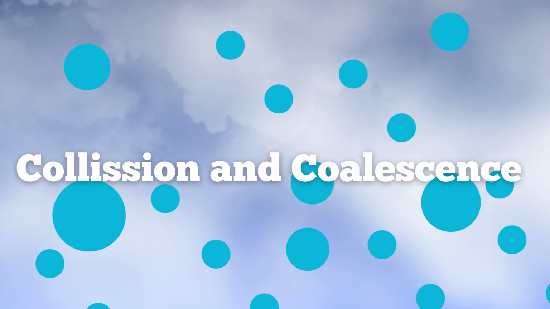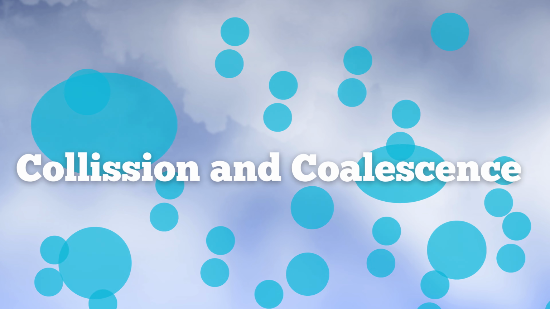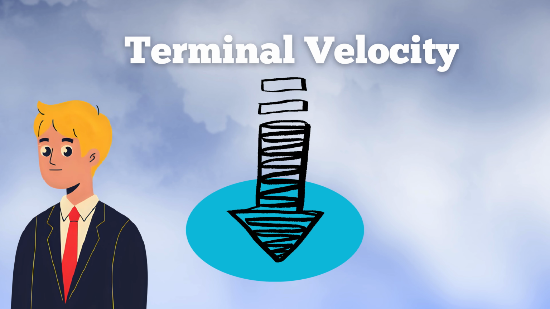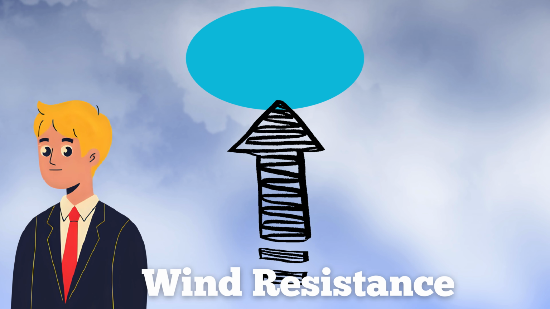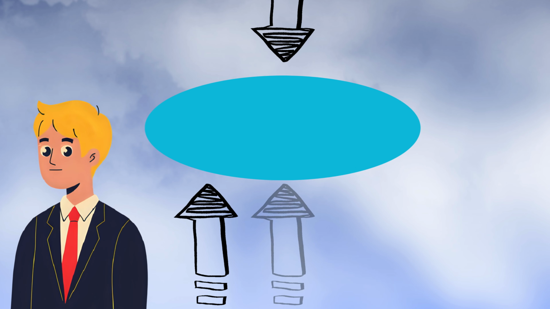Larger drops have higher terminal velocity than smaller drops. As they descend, they collide with smaller drops. When droplets merge, it is called coalescence. As raindrops increase in size, the velocity increases, and thus the wind resistance at the bottom of the drop increases. The bottom of the drop flattens.